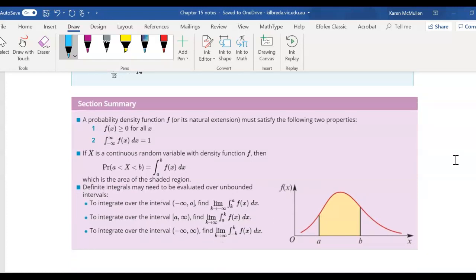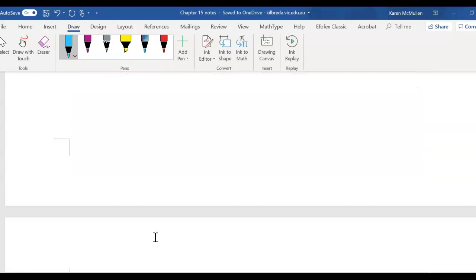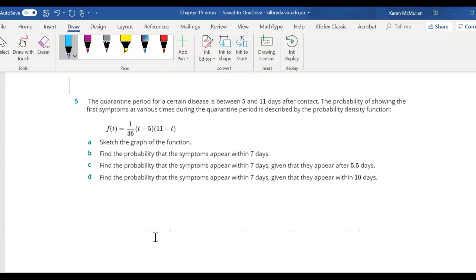Okay, so just remember, if we're looking at the probability between two values, we just use a definite integral. If we're looking at the probability between, say, a value and infinity, we've got to introduce limits. So that's the third dot point here. So just keep that in mind. All right, so let's do some questions together.